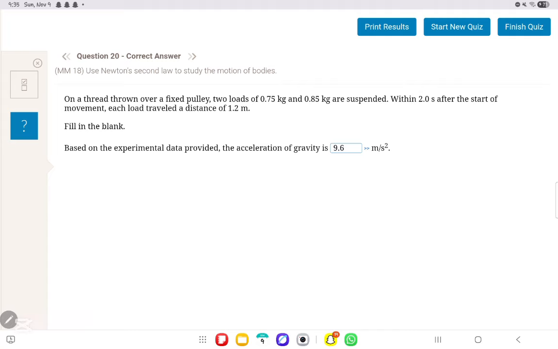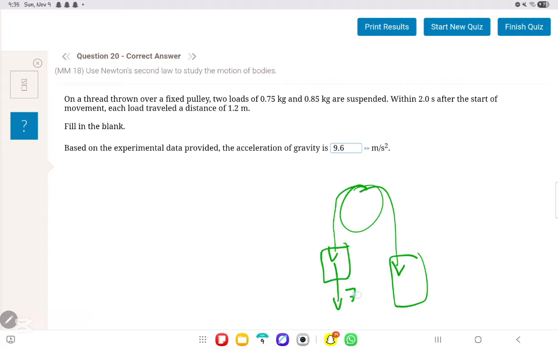On a thread, very nice question. We have a pulley and two loads, 0.75 and 0.85. One is heavier than the other, and of course one is higher than the other as well. So here we say that this is 7.5 newtons and this is 8.5 newtons. Within 2 seconds after the start of the movement, each travels a distance of 1.2 meters. This is the delta x.